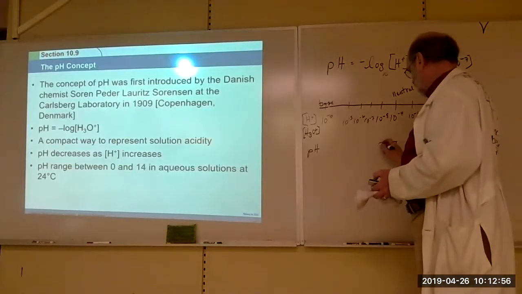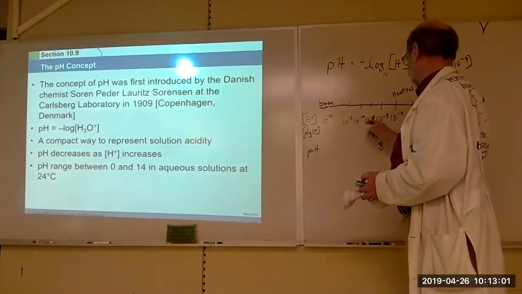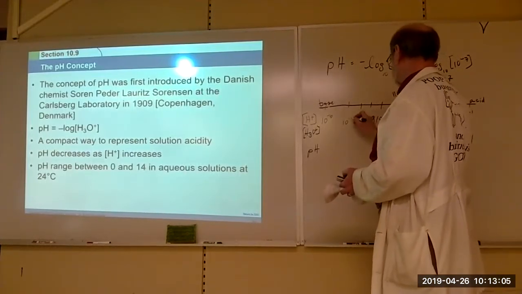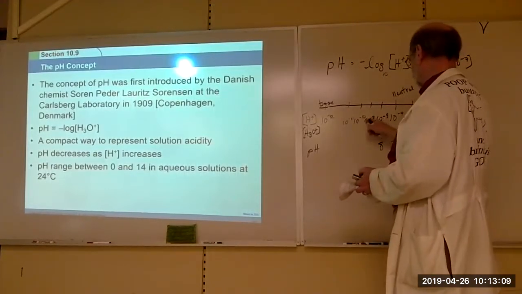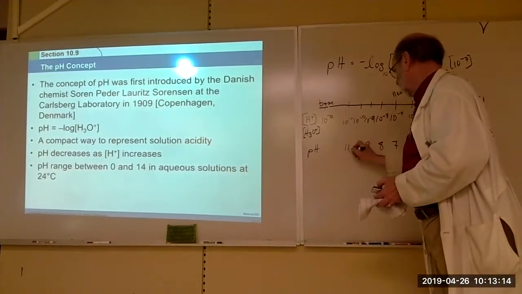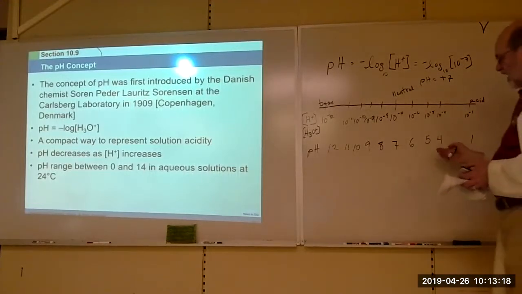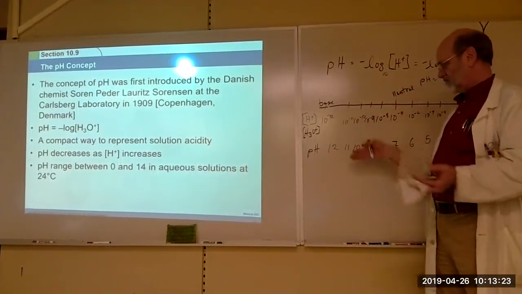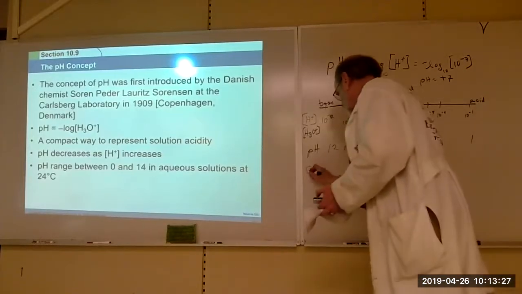And then we can go backwards. 7, 8, 9, excuse me. So this would be 8, 9, 10, 11, 12. So as the pH gets bigger, the hydrogen ion concentration decreases. What would the OH concentration be?